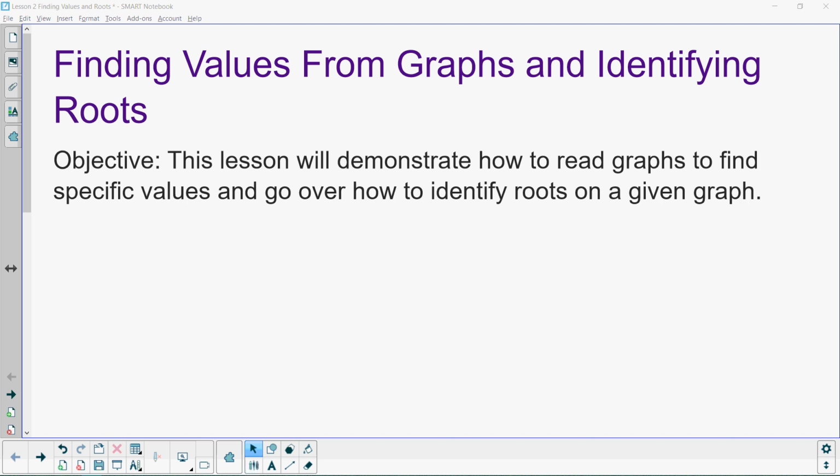We're going to find some values of graphs today and talk about how to identify roots.